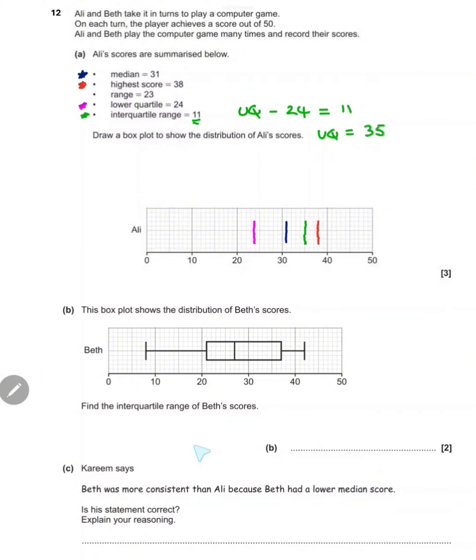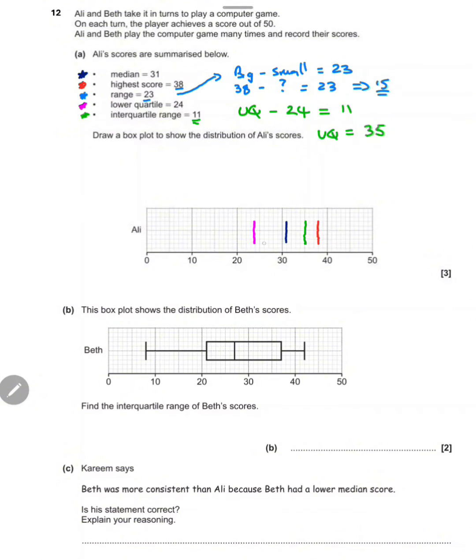And then I've got to do a similar thing, just trying to find a different colour, for the range. My range is my biggest take smallest. And I know that that comes to 23. What I've got is the biggest. What I've not got is the smallest. But I do know that biggest take smallest is 23. 38 take something is 23. That must be 15.